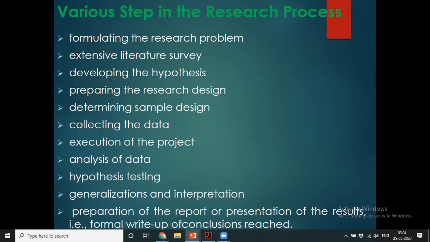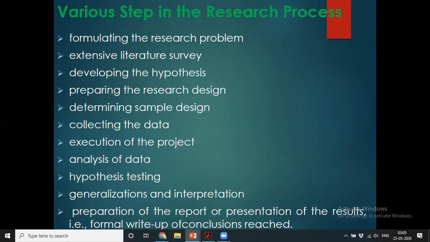Then developing the hypothesis. That is also very vital. On the basis of the literature survey, you develop the hypothesis you want. That is also very important. Then preparing the research design. Research design means the way in which you will do the research, whether it is an experimental one or a theoretical one. It constitutes a plan of research, and you can consider and determine the sample design.